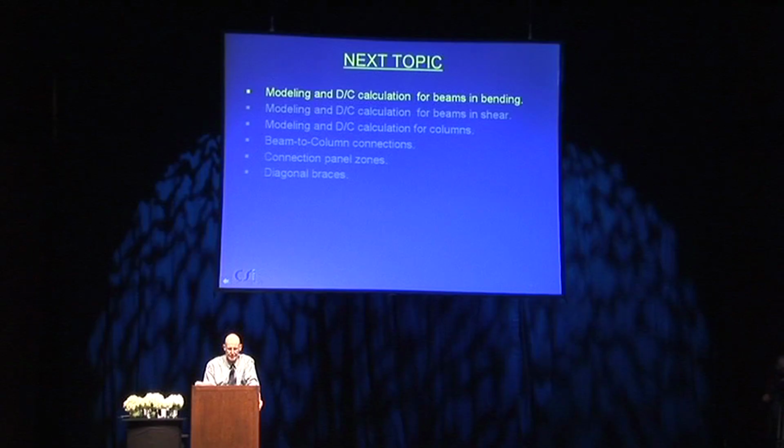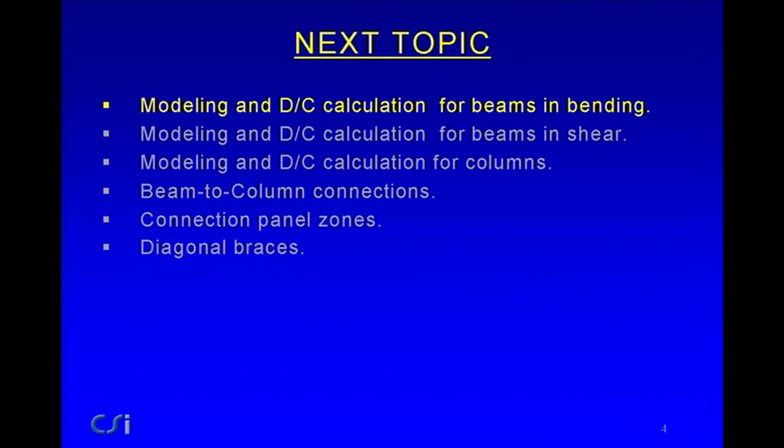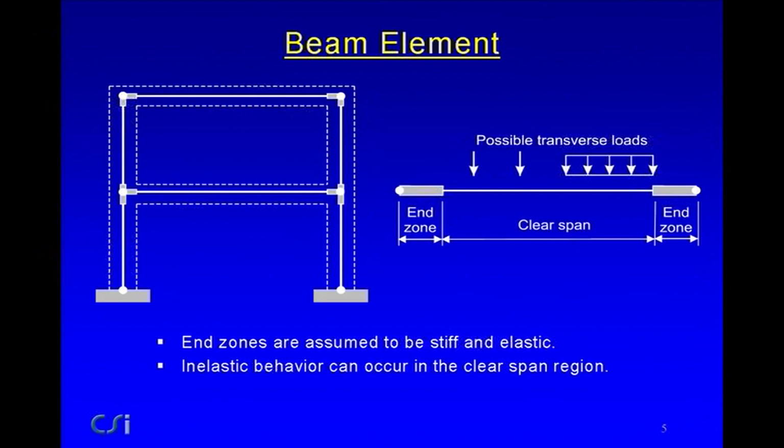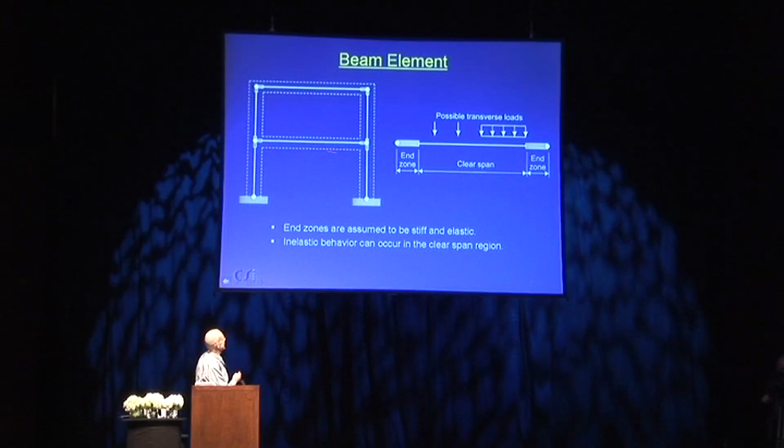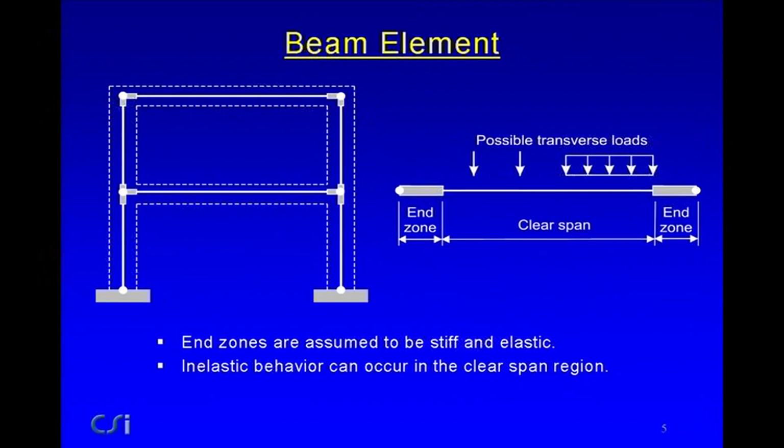So let's look at modeling and demand capacity calculation for beams in bending. We're talking here about a beam in a frame. It's typically going to have some stiff end zone within the column width, and then some clear span distance, and there may be some transverse loads. In Perform, the end zones are assumed to be stiff and elastic. They're not rigid in Perform, they're just stiff, and you can control the stiffness if you want. And any inelastic behavior is going to occur in the clear span region. So really it's the clear span region that we're interested in modeling.